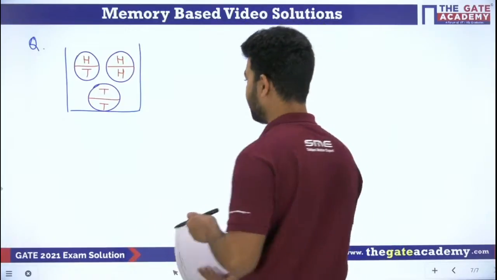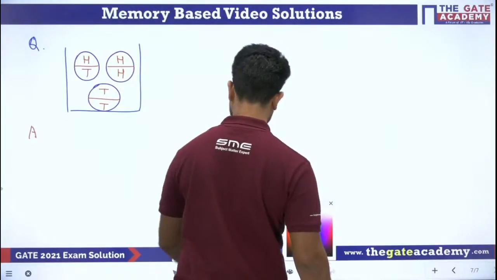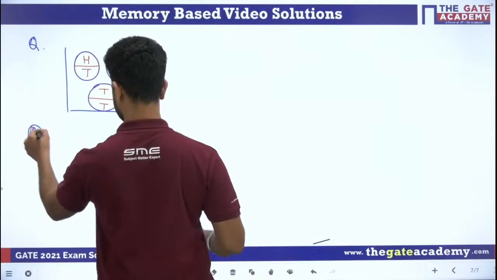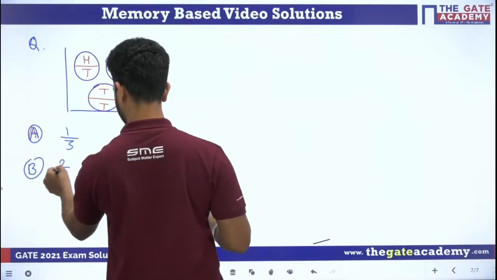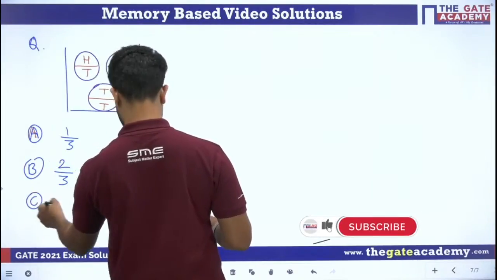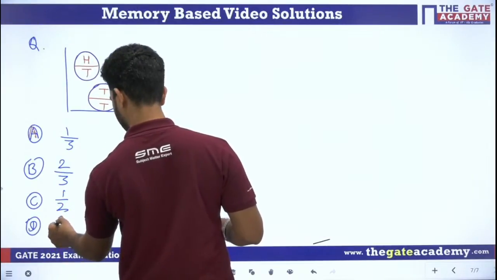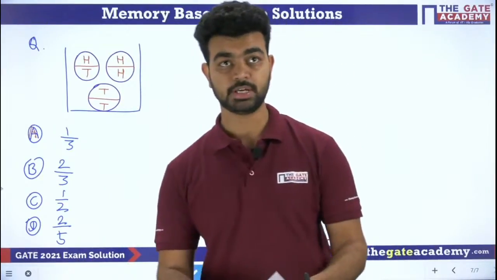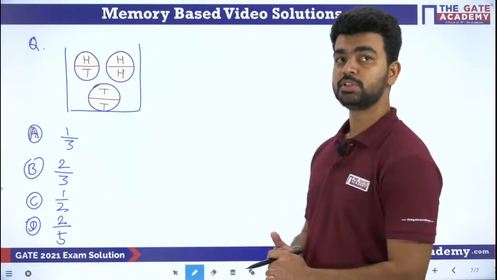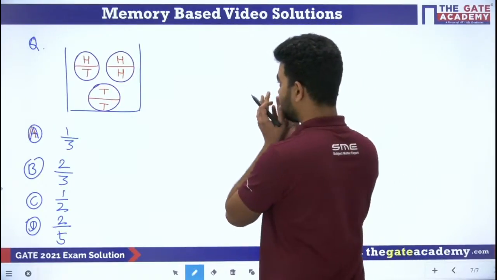So options were given. I will write the options. A, B, C, 1 by 2, D is 2 by 5. So it is, I think, a very good question. This is a question from conditional probability, guys. Okay. So Rutvij is saying 0. How? Okay, fine. So let us see what is happening.